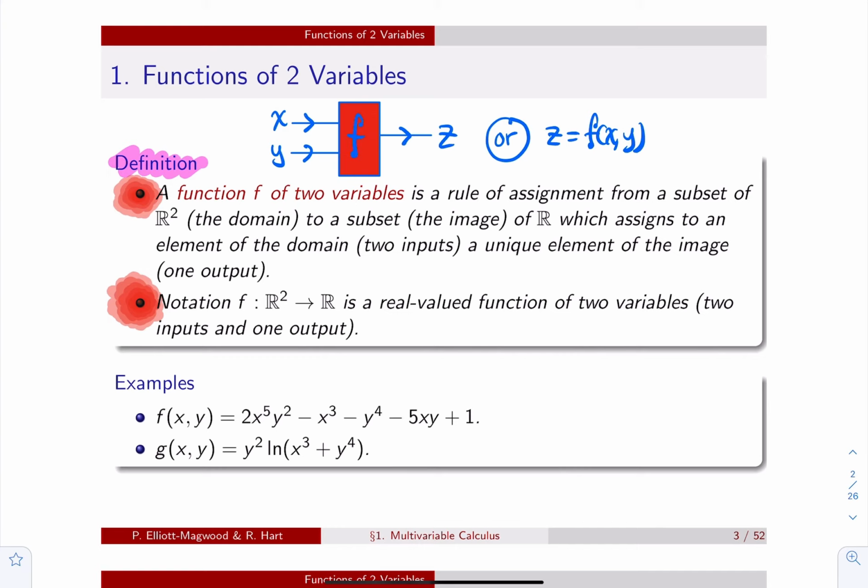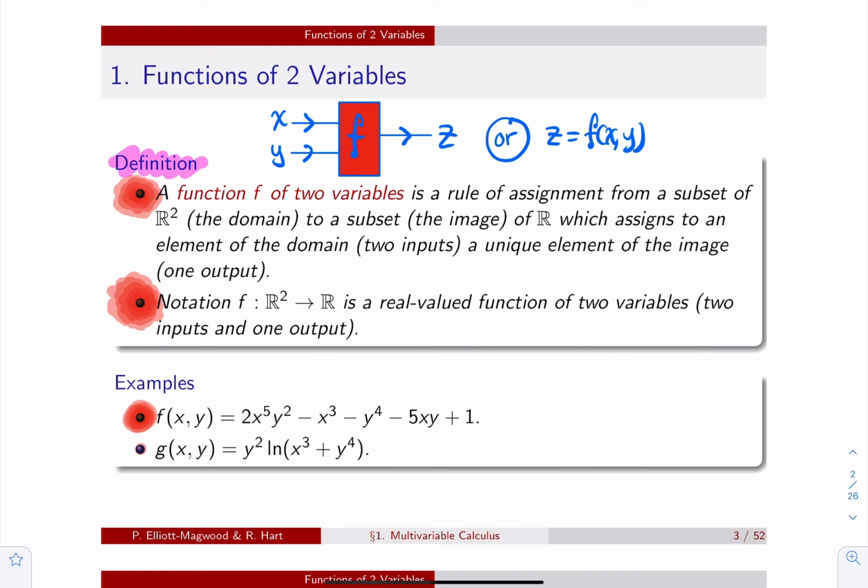So a bunch of examples. I have two functions here, functions defined algebraically. Let f of x y be equal to 2x^5 y^2 minus x^3 minus y^4 minus 5xy plus 1. So that's an example of a function that depends on x and y. Give me any point in the real Cartesian plane. The domain is obviously everything here. There's no division by zero, no square root, no logarithm. So this function is defined everywhere. If you give me a pair of numbers, I can compute an output thanks to this formula.